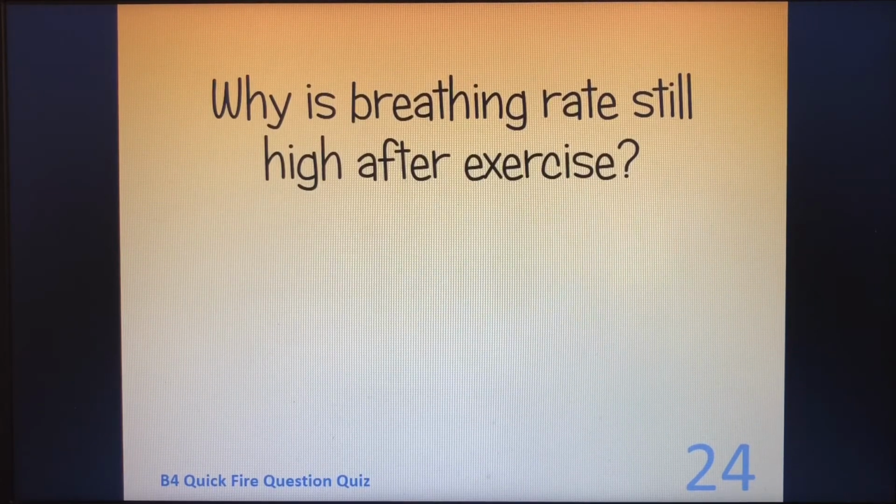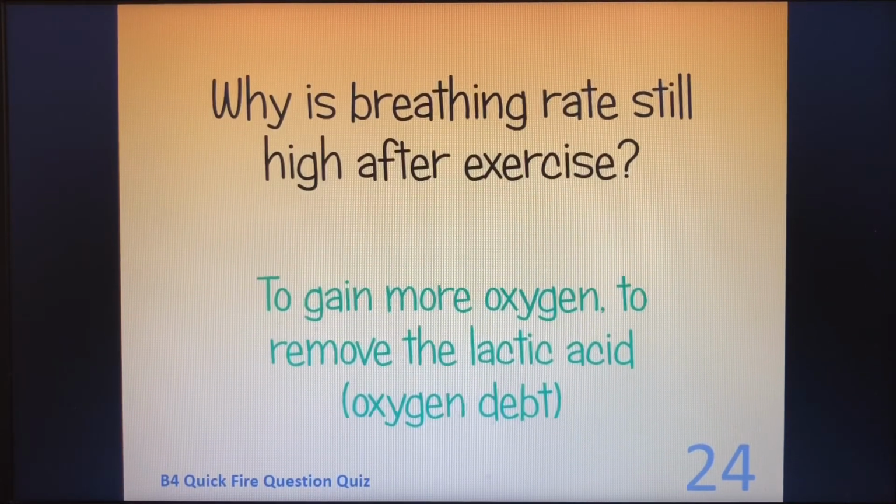And the answer is to gain more oxygen, to remove the lactic acid, which we call oxygen debt. It's also, we can have in there as an answer, to remove carbon dioxide, breathing out all of that carbon dioxide that came about from aerobic respiration. Okay, but I've got a fast breathing rate to get as much oxygen into the body as possible to break down all of that lactic acid, which we call the oxygen debt.